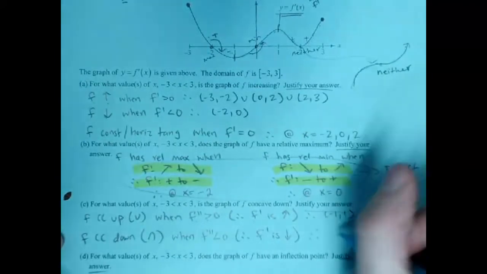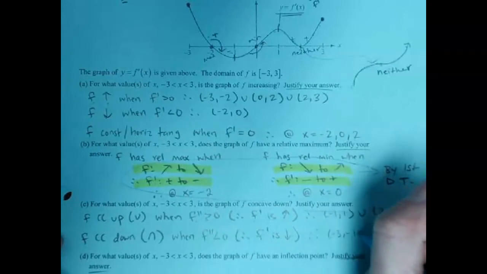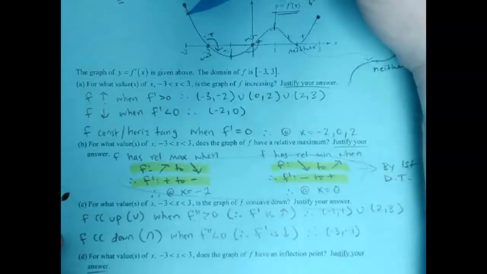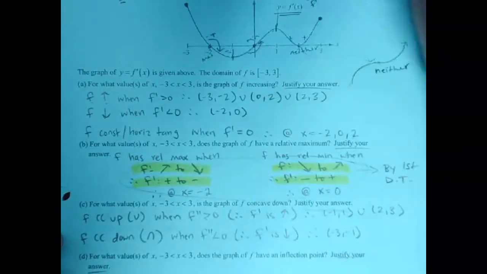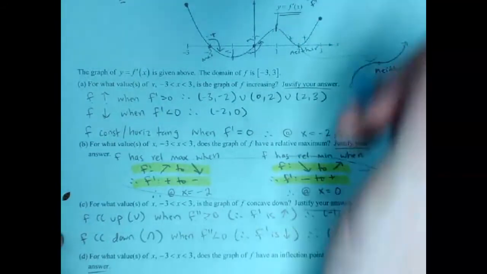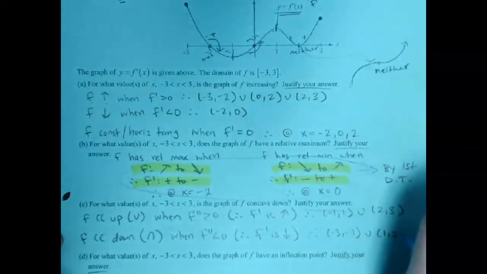So from -3 to -1, this little part of the graph, it's decreasing, and then also from 1 to 2. There we go.